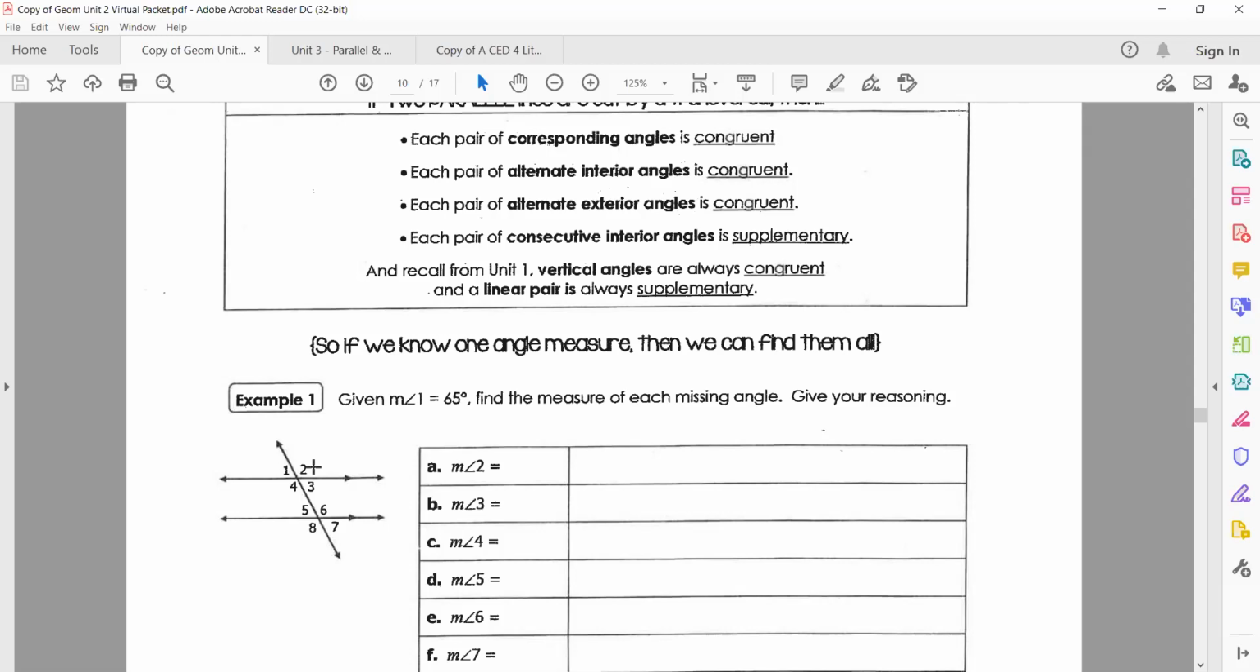A little too high. Audrey said 125. That's a little bit too high. That gives you 190. 115. So 2 and 4, those are vertical angles. Those are also 115. 2 and 6 corresponding, those are 115. 8 is a vertical angle of 6. That's also 115.